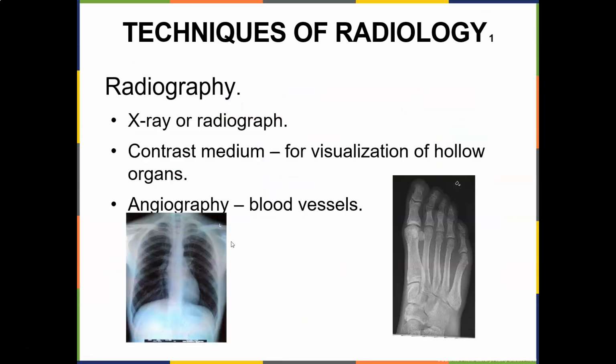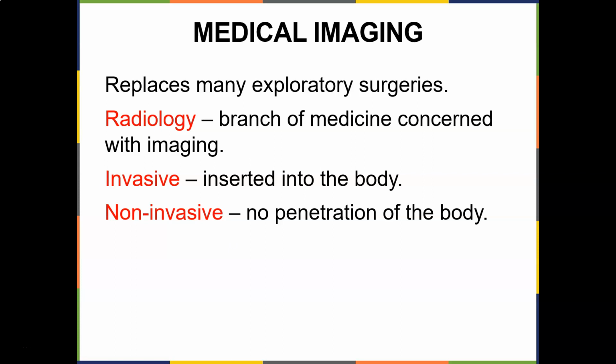Okay? All right. Well, how do we find out what's wrong with you inside your body? Well, we've got to use some medical imaging, and there's lots of medical imaging. I'm sure throughout your life you've already had some medical imaging. Back in the days, they didn't have too many, so guess what they had to do? They had to do exploratory surgeries just to see what's going on, and a lot of times patients died from exploratory surgeries. So now obviously we have great technological advances. So we have radiology, which is the branch of medicine concerned with imaging. Invasive, well, that's going to be inserted into the body, and the non-invasive is no penetration of the body. And we'll look at some examples here.